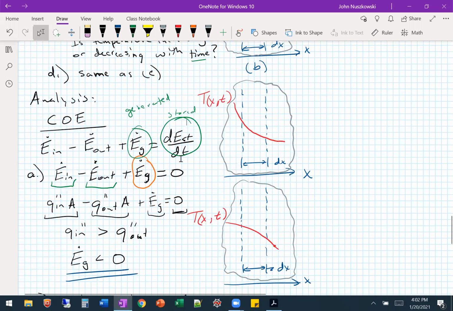So let's walk through this again. Which direction is the heat flux flowing? Left to right or right to left? Left to right. Okay, so we have heat flux going from left to right. And if we look at our slopes again, right?